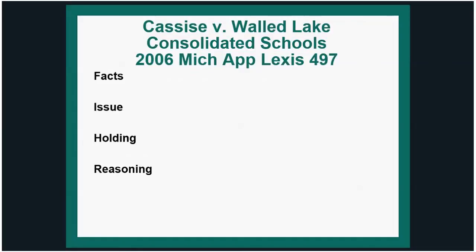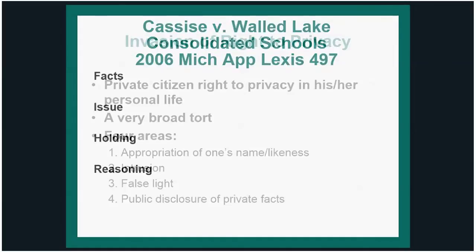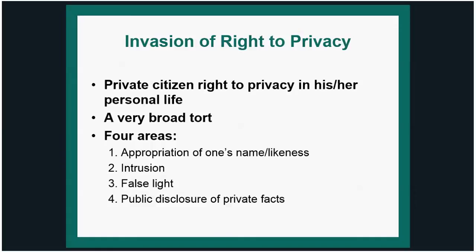Casillas versus Walled Lake talks about a lot of these issues and what in fact is emotional distress and what isn't. We have a right to privacy. A private citizen has a right in his or her life to be private. And it comes into 4 specific areas. You have a right to control your name and likeness, that it's not used for commercial purposes in many different areas. You have a right to prohibit people from intruding into your private life. You have a right not to have people show you in a false light, saying lies about you or creating some sort of negative persona for you.